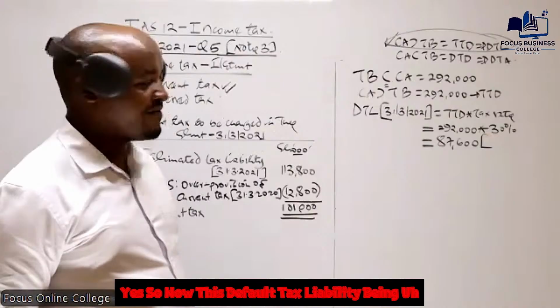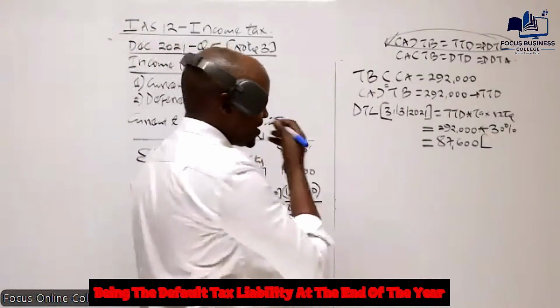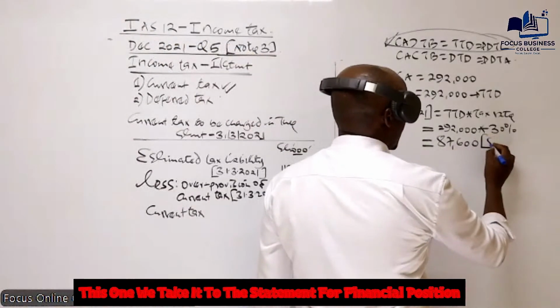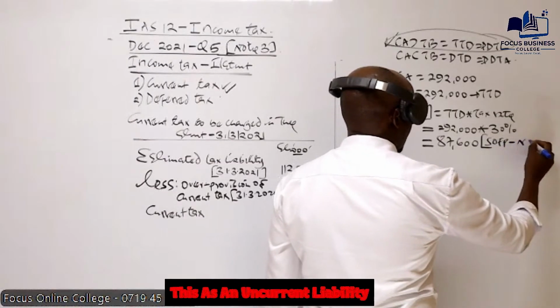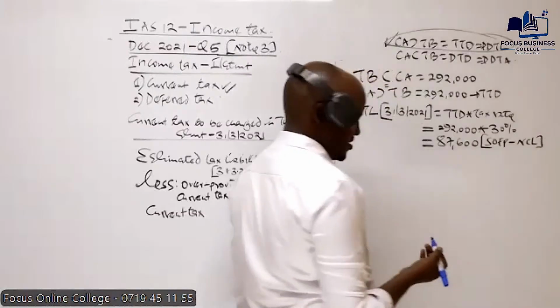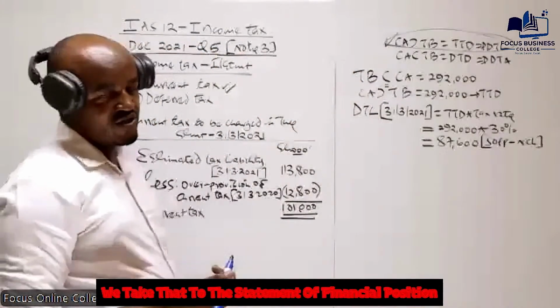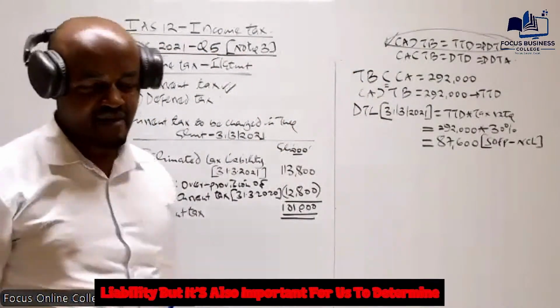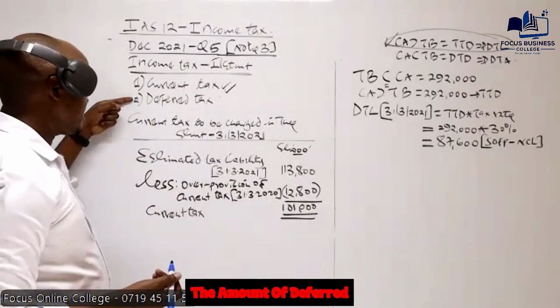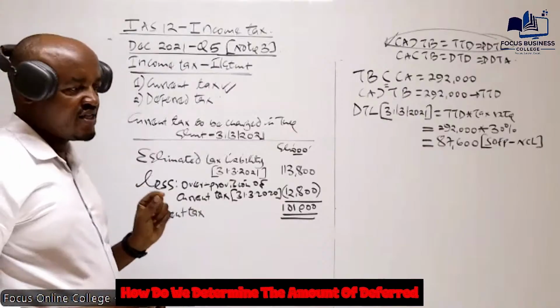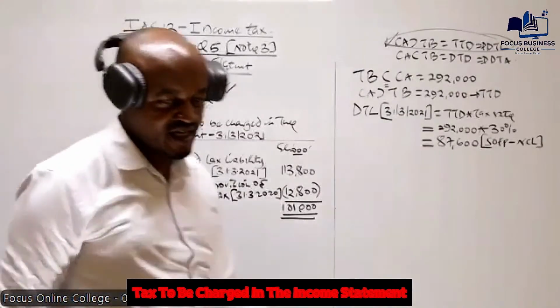So now this deferred tax liability, being the deferred tax liability at the end of the year, we take it to the statement of financial position, and we recognize this as a non-current liability. But it's also important for us to determine the amount of deferred tax to be charged in the income statement. How do we determine that amount?